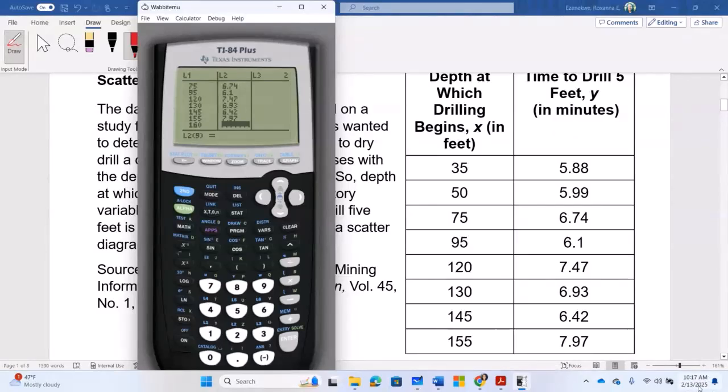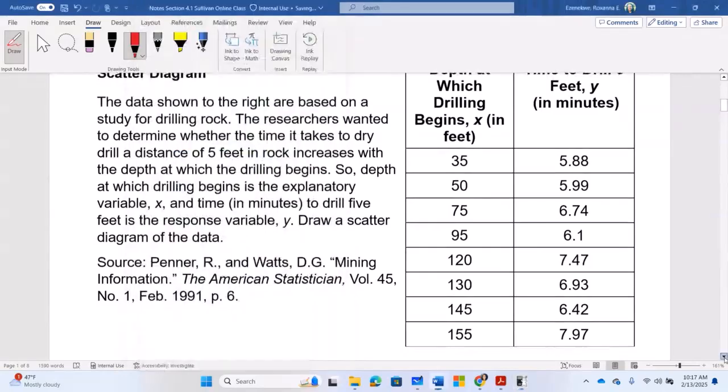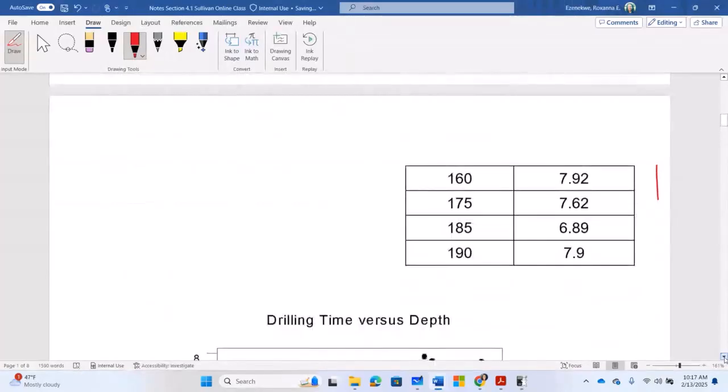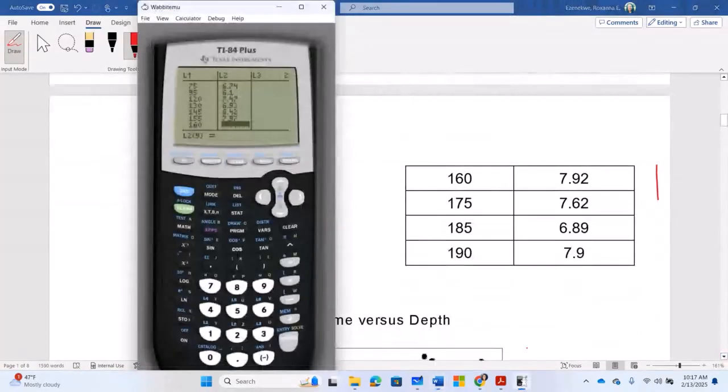There are some more numbers. I have to arrow down and get them. The next numbers are 7.92, 7.62, 6.8, and 7.9. I can see that two of them are the same number, so they have to be on the same horizontal level.